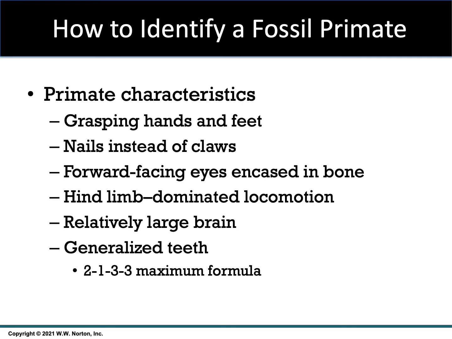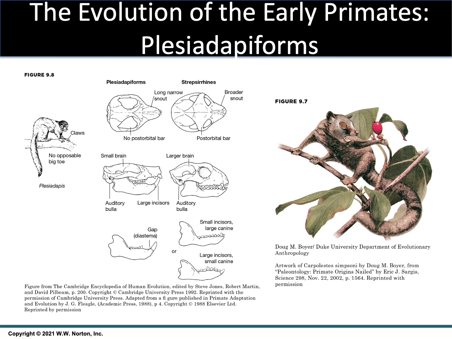They may look at grasping hands and feet, nails instead of claws, forward-facing eyes on the braincase, hind limb-dominated locomotion, a relatively large brain to body size, and the teeth formula also is very important. With all this being said, they've used these traits to look at really early mammals to determine if they were primates or not. The earliest fossils that give us some clues as to what primates looked like are called plesiadapiforms. These animals lived 54 to 65 million years ago in what is today Wyoming, Montana, New Mexico, and Colorado.